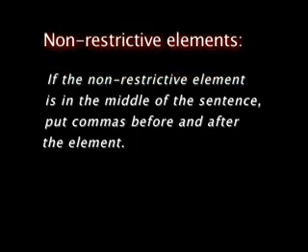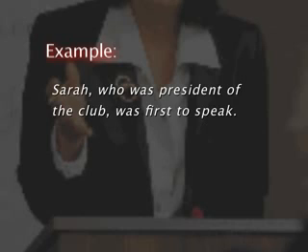Placing the comma depends on where the element is in the sentence. If it is in the middle of the sentence, use commas before and after to set the element apart from the rest of the sentence. In this sentence, the information that Sarah was president of the club is extra information. It tells you a little more about Sarah, but it's really not essential for the sentence to make sense.